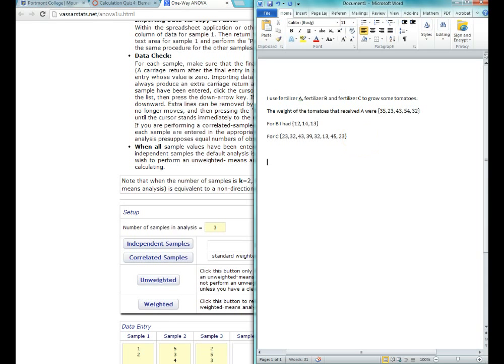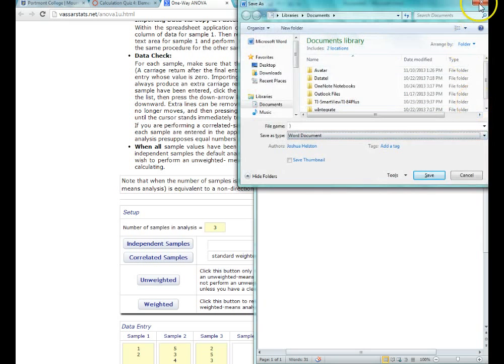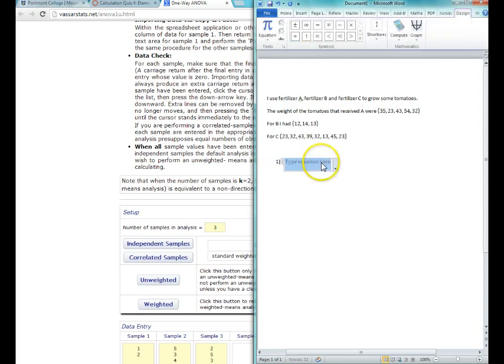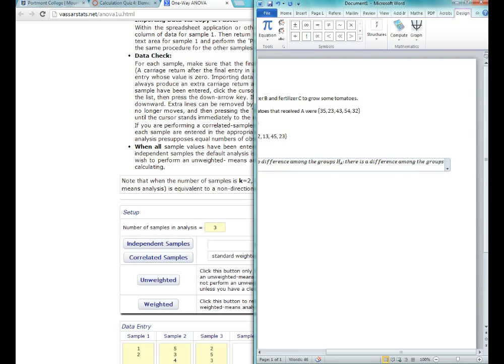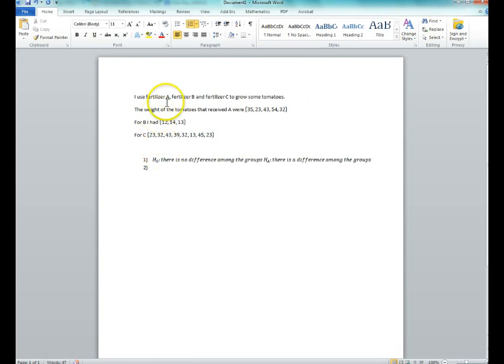So the hypotheses here would be something along the lines of: H sub 0 is that there is no difference among the groups. And your alternative hypothesis, H sub A, is that there is a difference among the groups. Specifically in the context of these tomatoes, it's like saying the fertilizers do affect the growth. The null says no difference, and the alternative that we're trying to prove is there is an influence here, and we need to look and see where those differences are coming from.